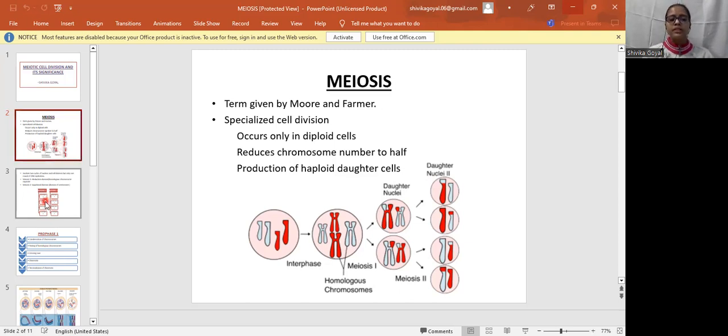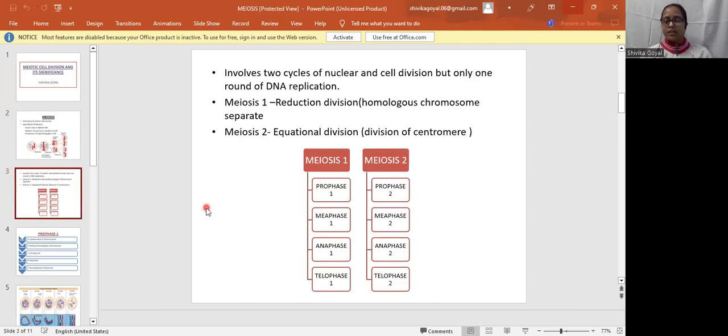Now, meiosis involves two cycles of nuclear and cell division and only one cycle of DNA replication. Now, what do I mean by DNA replication? DNA replication simply means the replication of the DNA. And when DNA replication occurs, the chromosome number remains same, but the amount of DNA doubles.